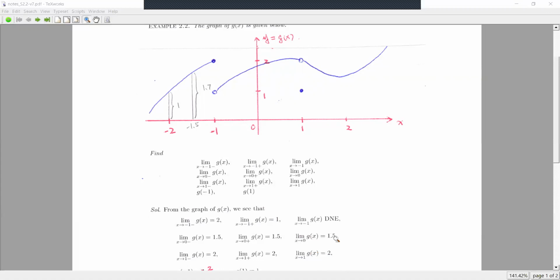Now, this limit, x approaches 1 from the left side. What number will the function approach? x approaches 1 from the left side. The graph of the function approaches this open dot. This open dot, the height is 2. So this limit is 2.